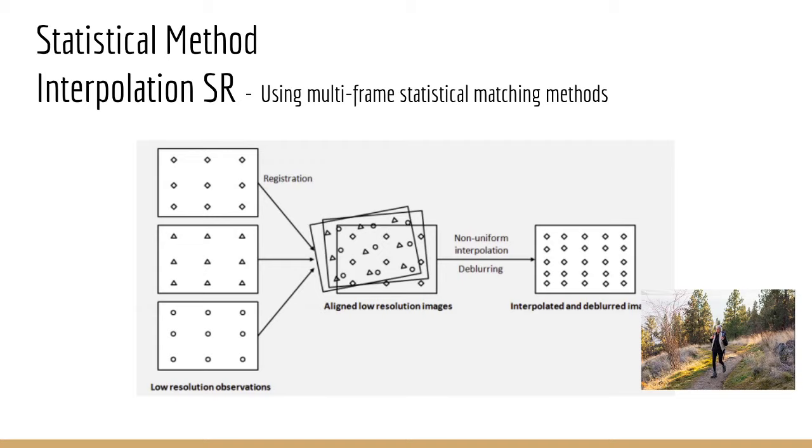Now coming to the statistical method, there's another implementation of interpolation super resolution. In this method, you take a lot of low resolution observations, and you also take them at different orientations. That is also allowed. You are not limited by only the subpixel shift that was present in the previous method of combining multiple exposures.